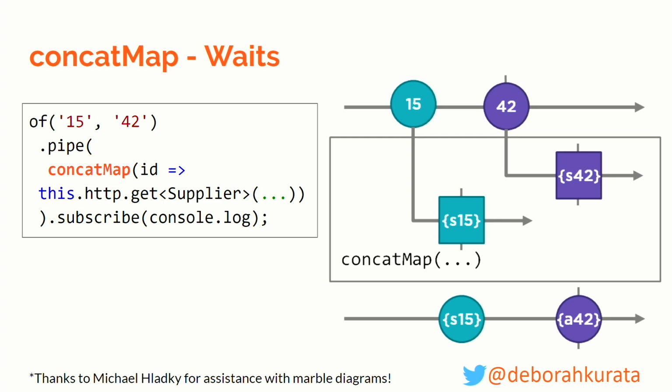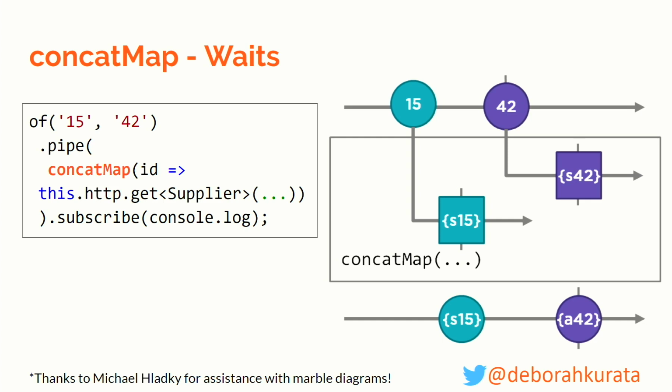I can use concatMap to do the getting, and what will happen is when 15 is emitted, it will go get the data for supplier 15. When 42 is emitted, it's going to just sit there and wait. Once 15 is retrieved, then it will go get the data for 42. So it's going to do them sequentially, and then you will always be sure that your data is emitted sequentially. And oops, I just saw a typo on my slide. That should be an S over there next to my 42.